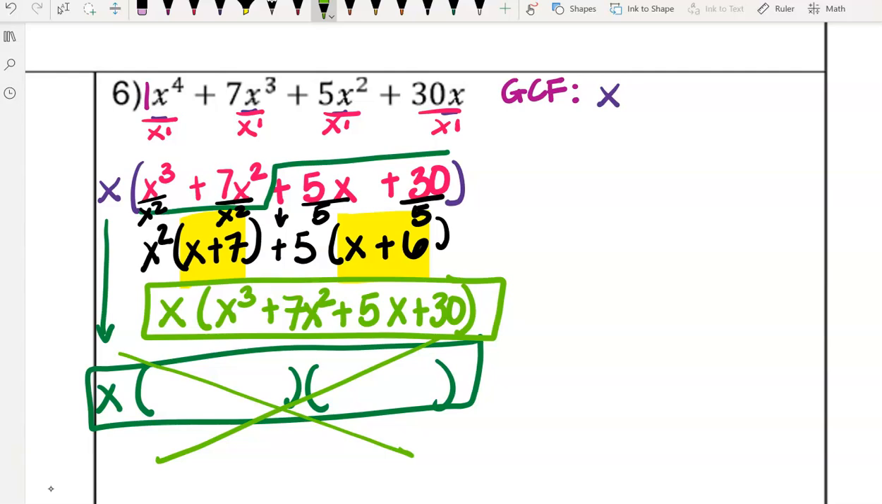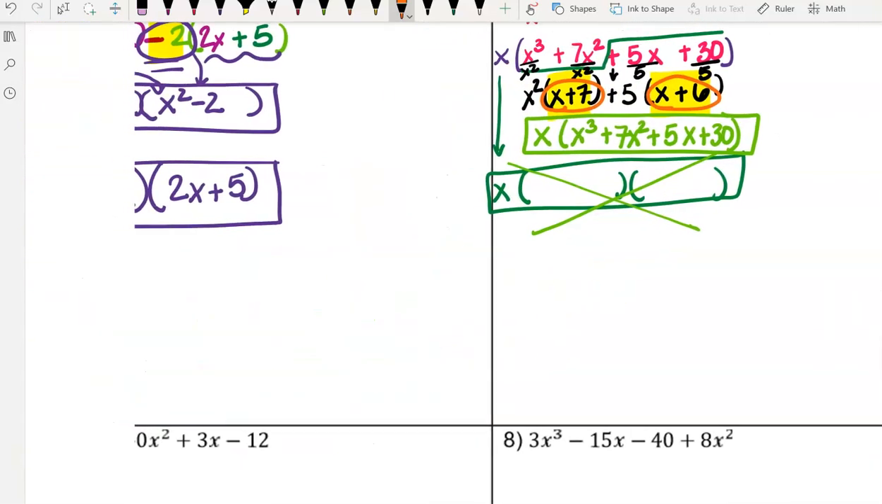Sometimes students think that, well, factor out the GCF is not factoring. That's not true. That is factoring, and we cannot go further because these 2 are not the same, so we cannot go further.